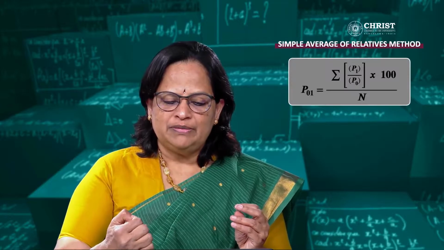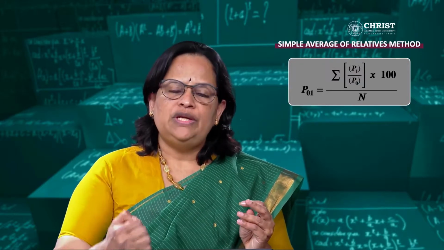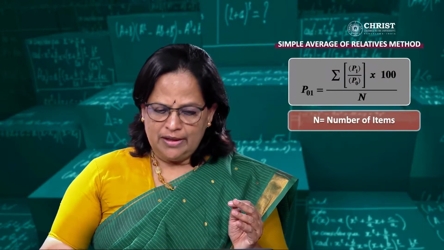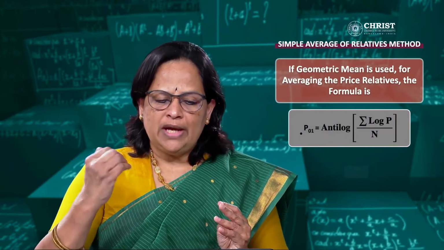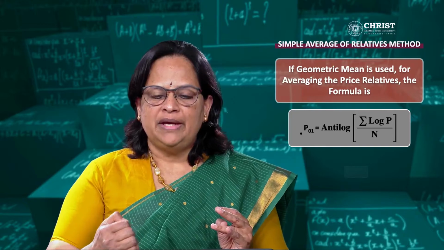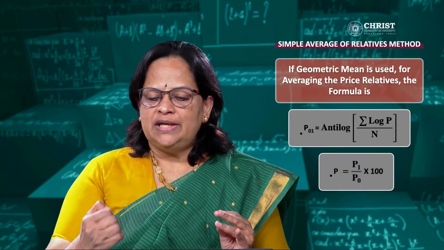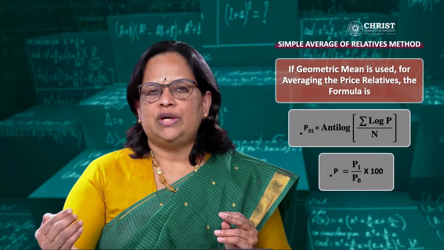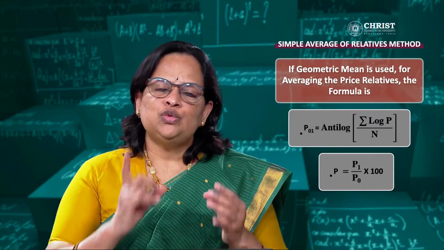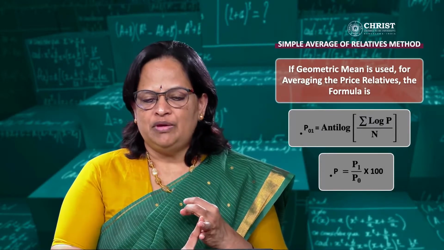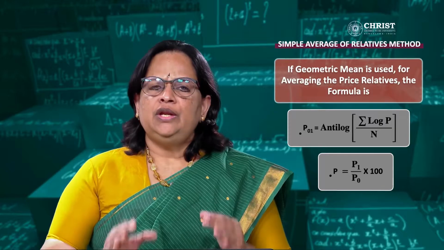If arithmetic mean is used, the formula is P01 is equal to sigma of P1 divided by P0 into 100, the whole divided by n. N denotes the number of items. If geometric mean is used for averaging the price relatives, the formula is P01 is equal to anti-log of sigma log P divided by n, where P, the price relative, is P1 divided by P0 into 100. And price relatives, as I already mentioned, are calculated for all values whether we are using arithmetic mean or geometric mean for computation. Now the first problem.